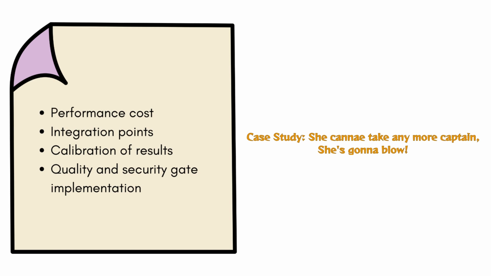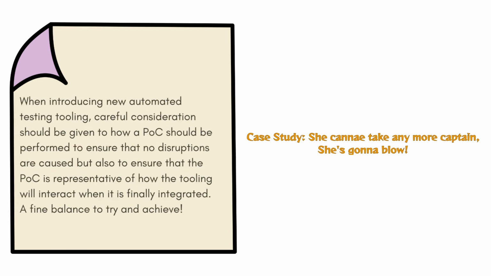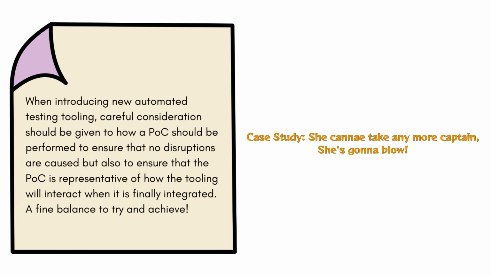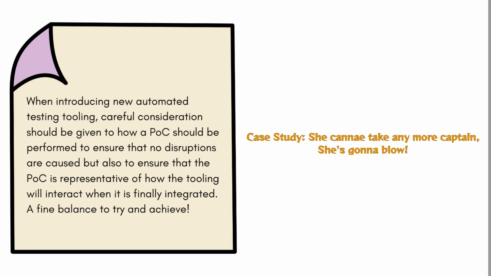Performance cost. Integration points. Calibration of results. Quality and security gate implementation. When introducing new automated testing tooling, careful consideration should be given to how a POC should be performed to ensure that no disruptions are caused but also to ensure that the POC is representative of how the tooling will interact when it is finally integrated. A fine balance to try and achieve.